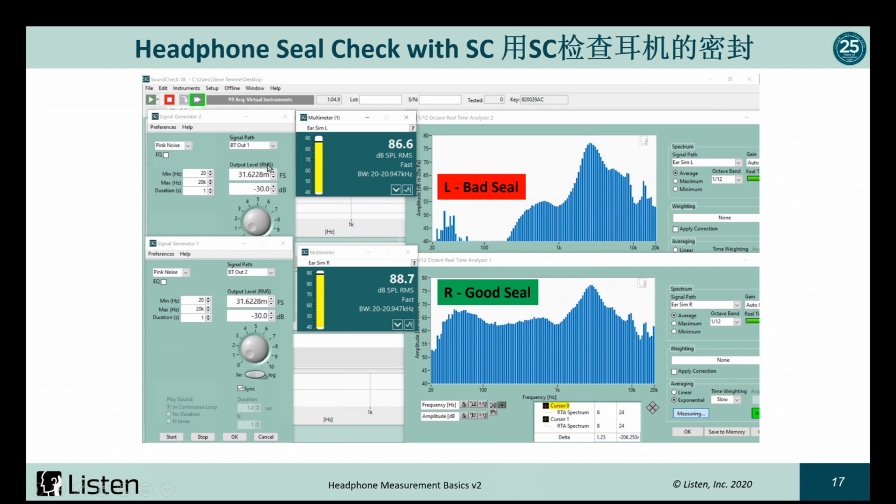I have 2 signal generators going, one for the left ear, playing pink noise, 20 to 20 kilohertz, and one for the right ear. I'm looking at the overall frequency response, and you can see that the left ear actually has a bad seal. So in other words, whether it's in-ear or even over the ear, I probably want to adjust it so that the left ear looks more like the right ear.